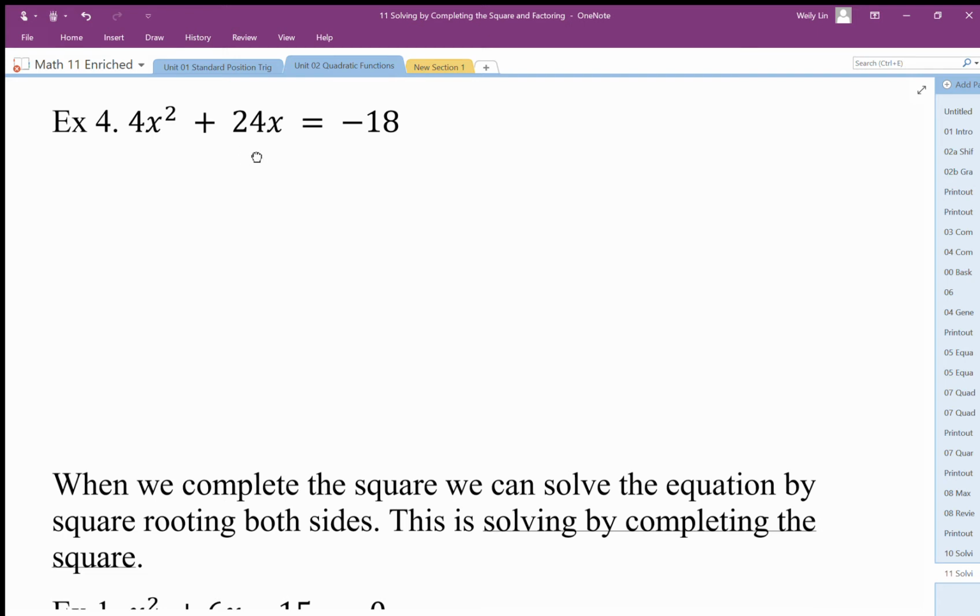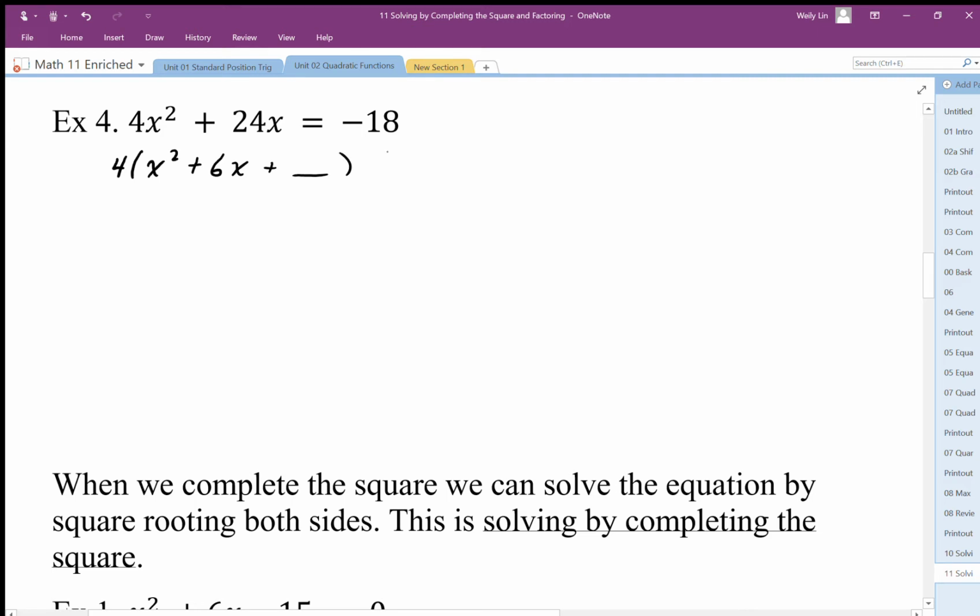So again, here we want to factor out the 4 to make it easier to complete the square. Although this one here, since 4x squared does actually make a square, we could actually try to make a perfect square with the 4 and the 24x's. However, it's probably much easier just to do it with our x squared and 6x.